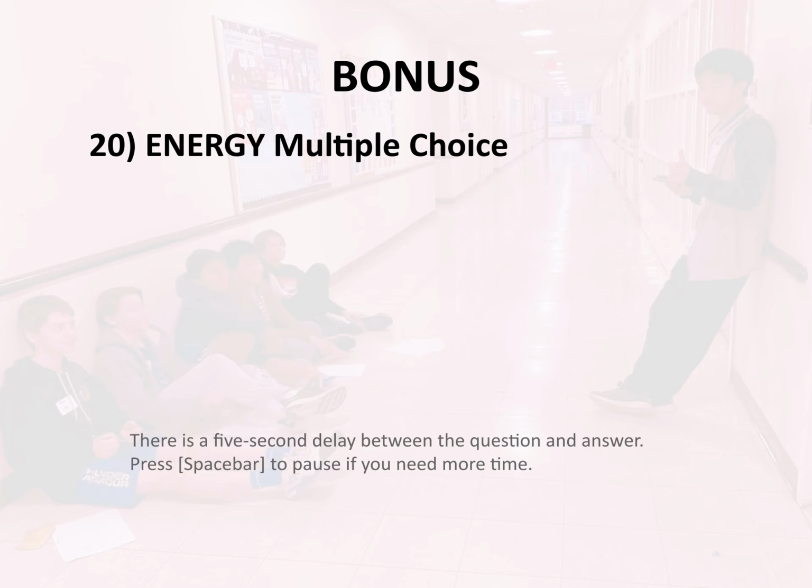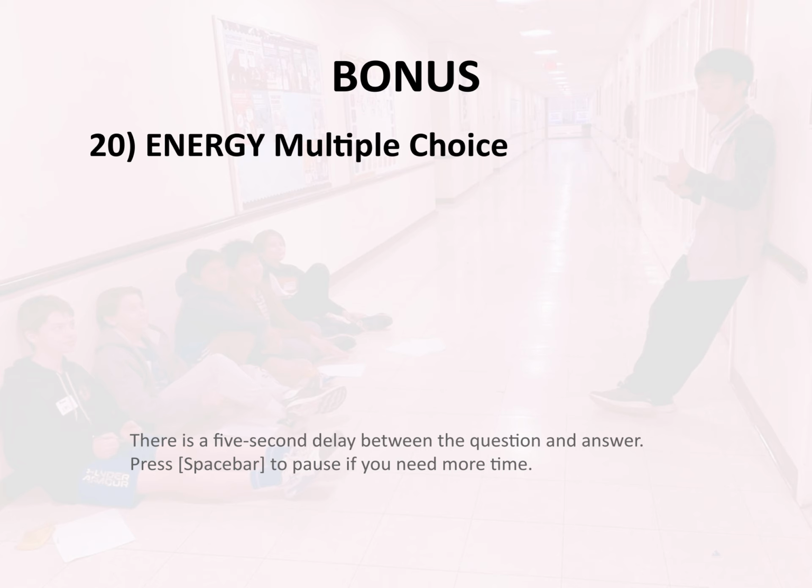Bonus 20. Energy. Multiple choice. Traditional solar cells have a maximum conversion efficiency of about 34% because many of the captured wavelengths result in the creation of heat, not electrons. Newly published research has shown that cell efficiencies can reach up to 44% by doing which of the following?